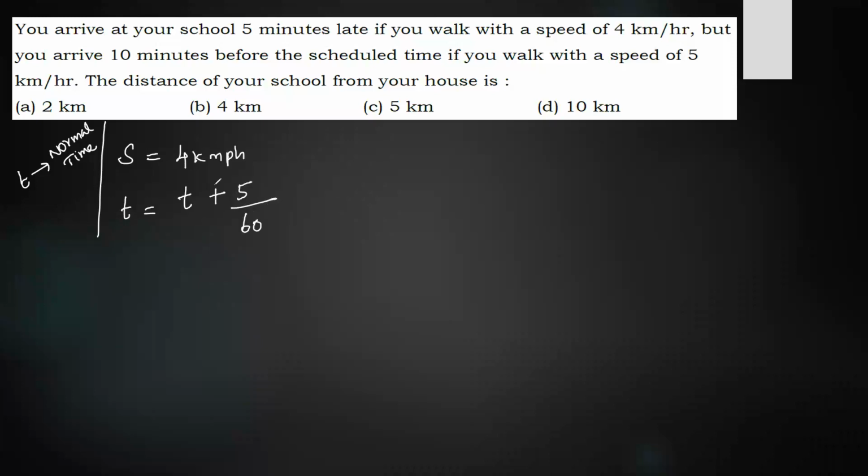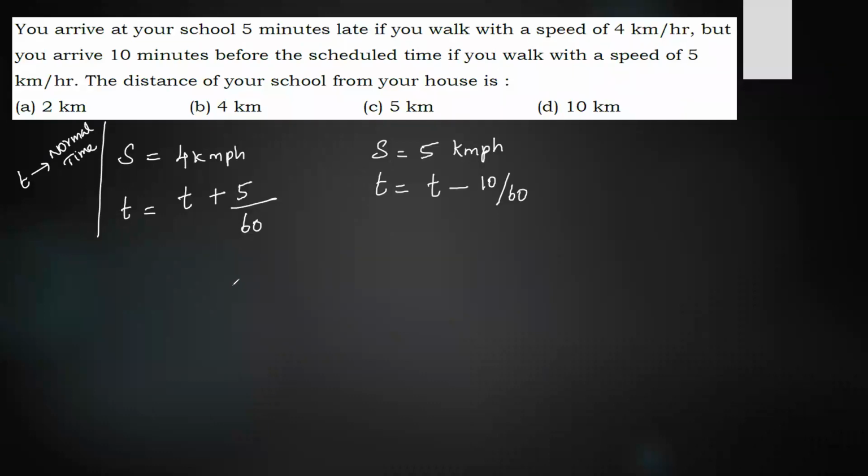This is one. The next thing is given that if you walk at a speed of 5 km/h, you arrive 10 minutes before the scheduled time. 10 minutes before. Before means earlier, right? Earlier you reach. So t minus 10 by 60. Here the distances are same or not? Same, right? Same distance.